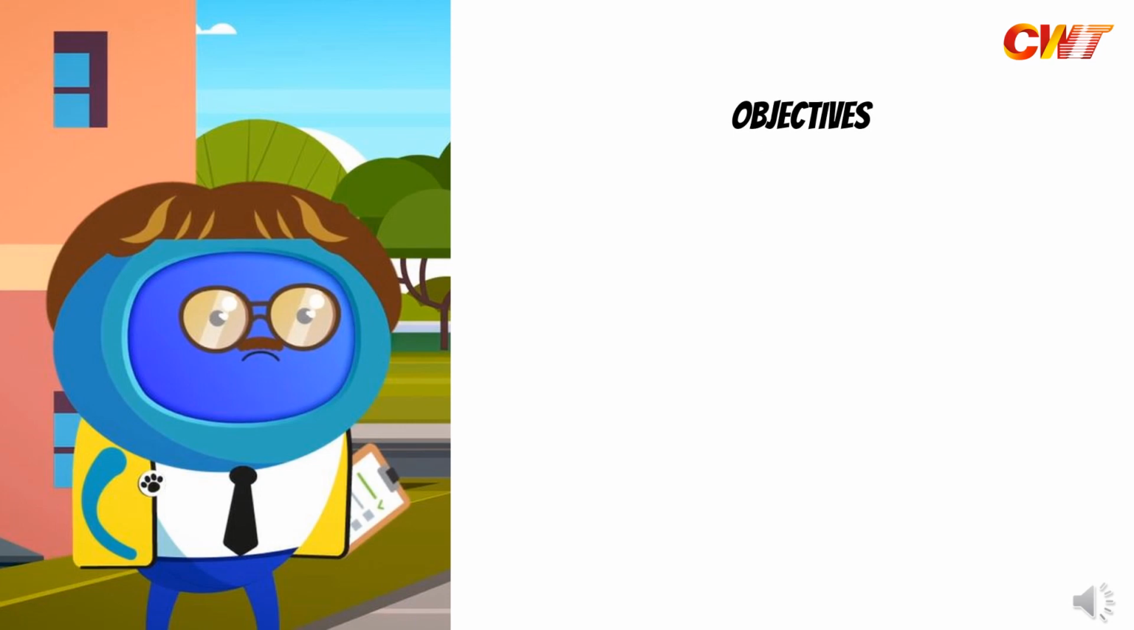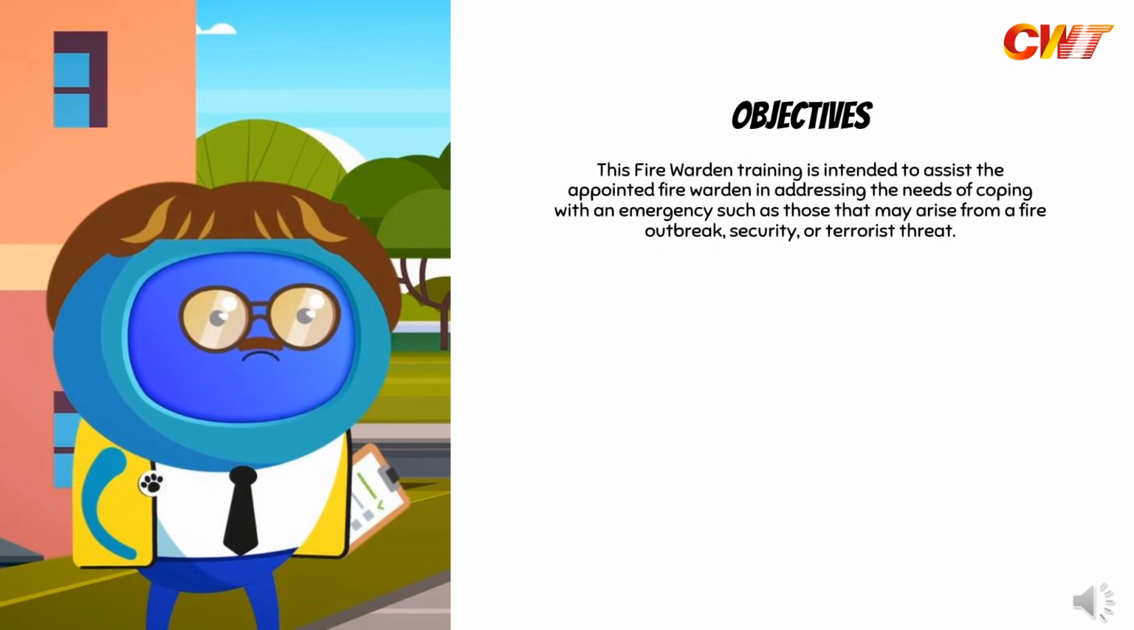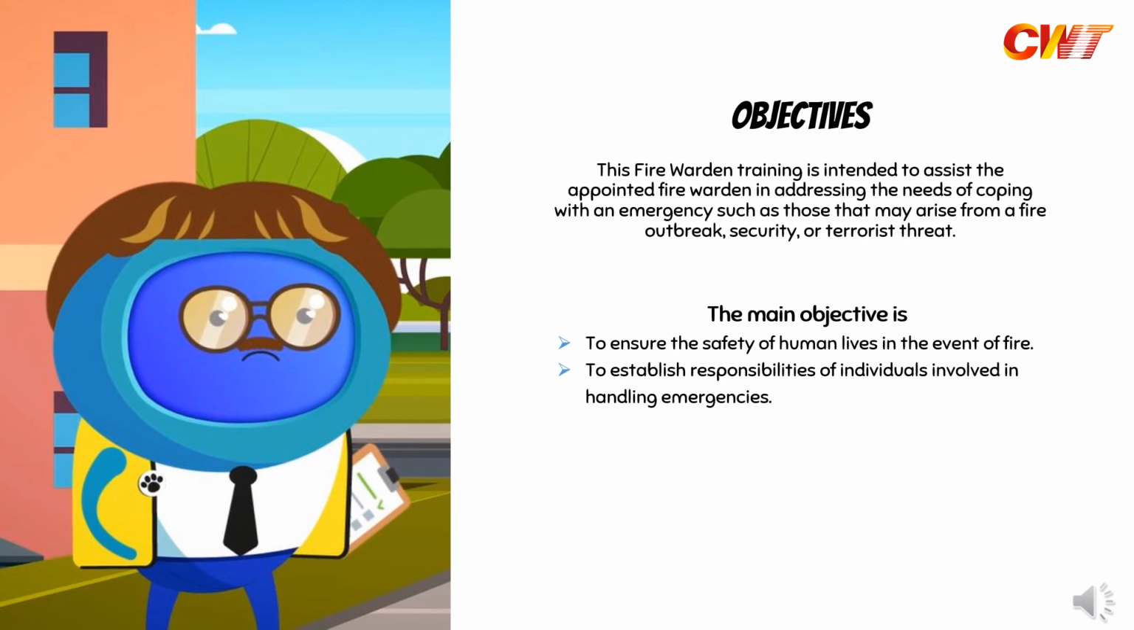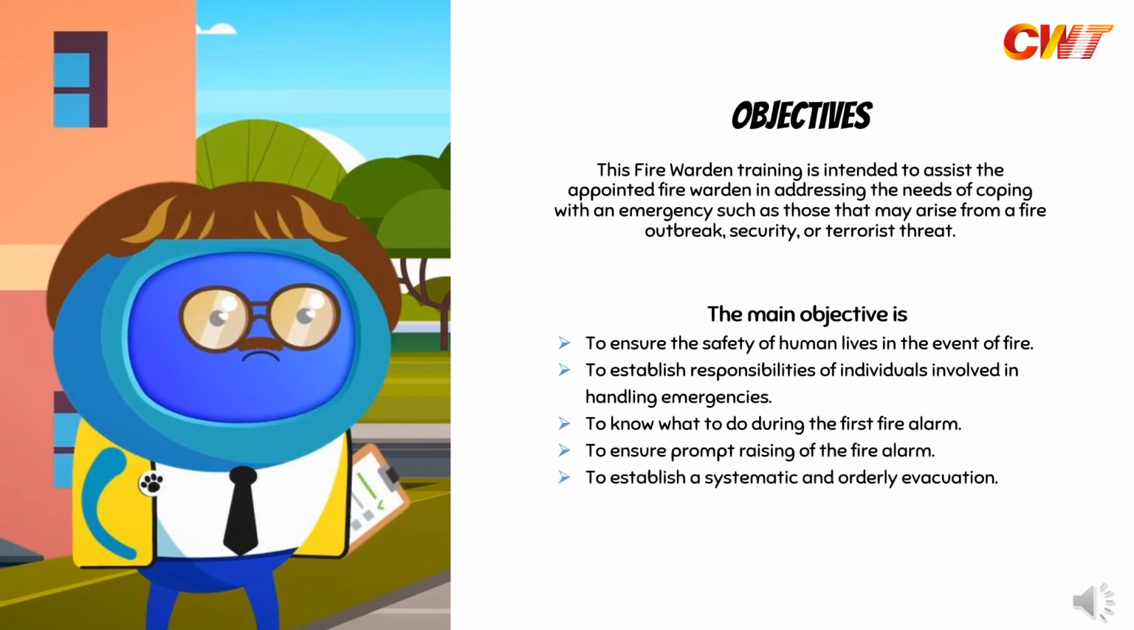The objectives. This fire warden training is intended to assist the appointed fire warden in addressing the needs of coping with an emergency such as those that may arise from a fire outbreak, security, or terrorist threat. The main objectives are to ensure the safety of human lives in the event of fire, to establish responsibilities of individuals involved in handling emergencies, to know what to do during the first fire alarm, to ensure prompt raising of the fire alarm, and to establish a systematic and orderly evacuation.